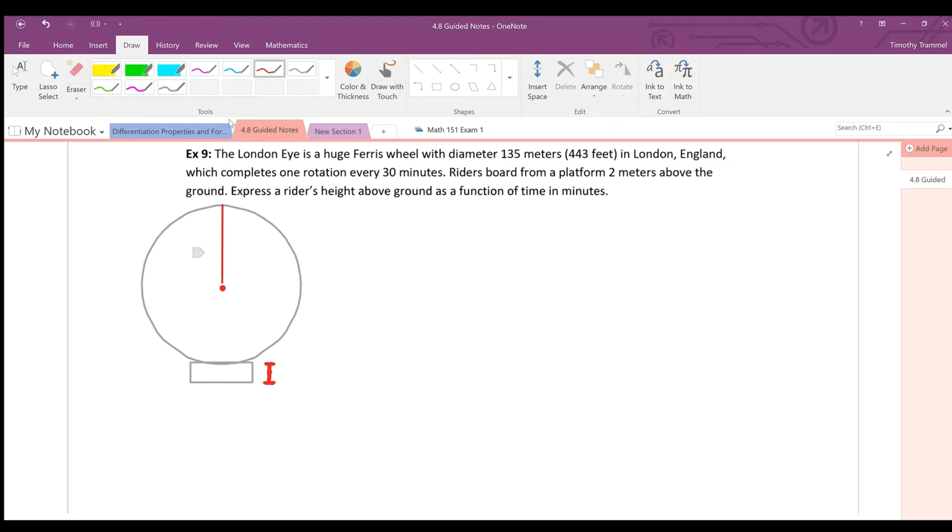All right, so all I've sketched in here so far is the Ferris wheel and the platform that it's on. Okay, so the platform, we're told, is 2 meters. And we're also told that the Ferris wheel has a diameter of 135. So if we split that in half, we should get the radius. So that makes the radius 67.5 meters.